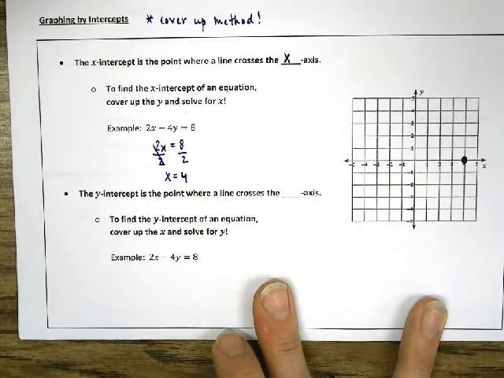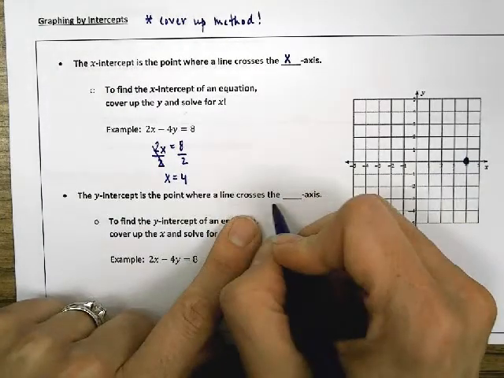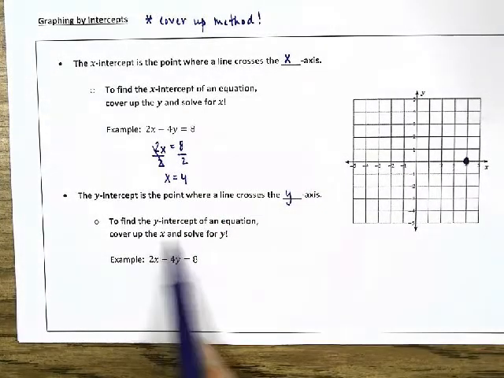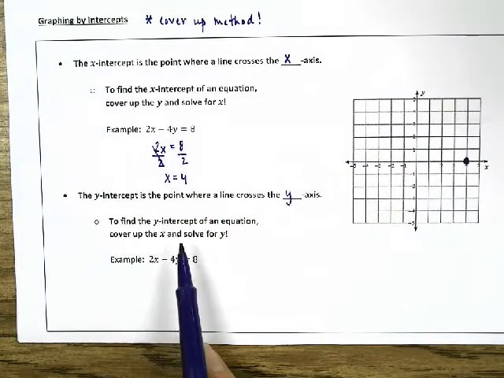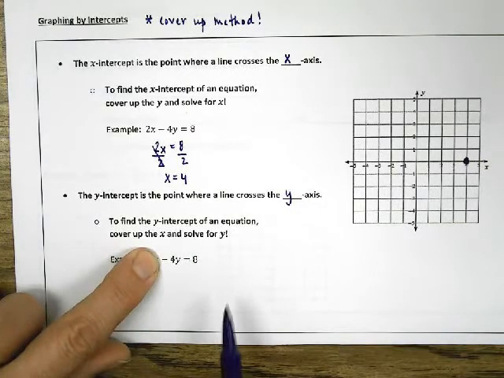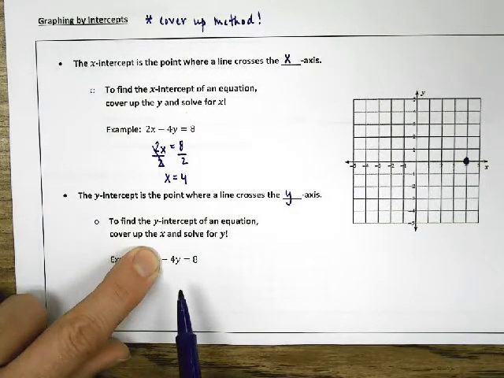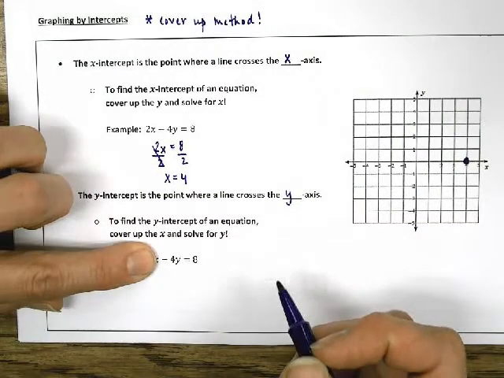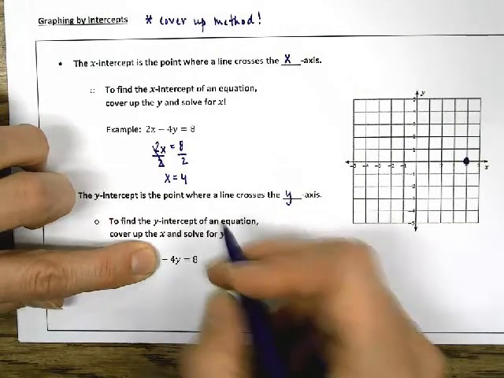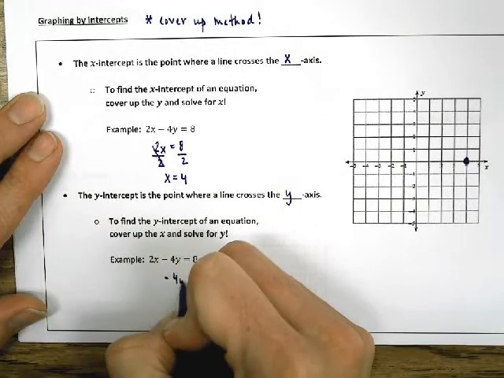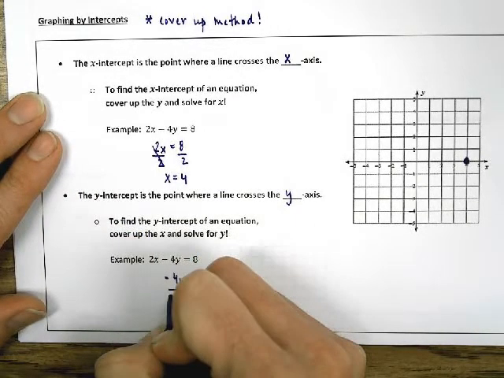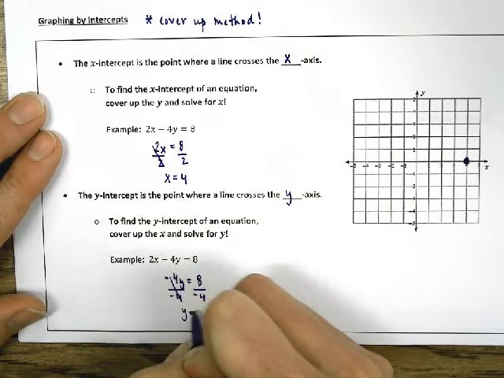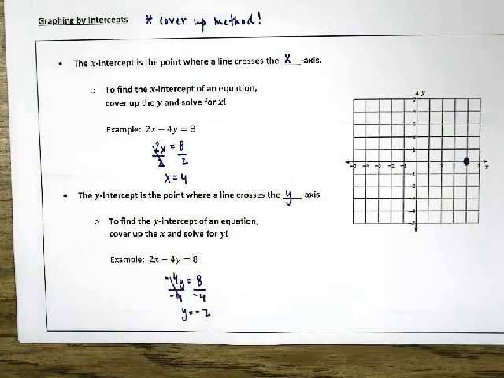Okay, now I want to find the y-intercept, again, the point where the line crosses the y-axis. Now I'm going to do the opposite. To find the y-intercept, I'm going to cover up the x. Now in this case, I have to be careful here. When I cover up that 2x, I notice that what I have left is a minus 4y. So negative 4y equals 8. I'm going to divide by a -4. And so y is -2.